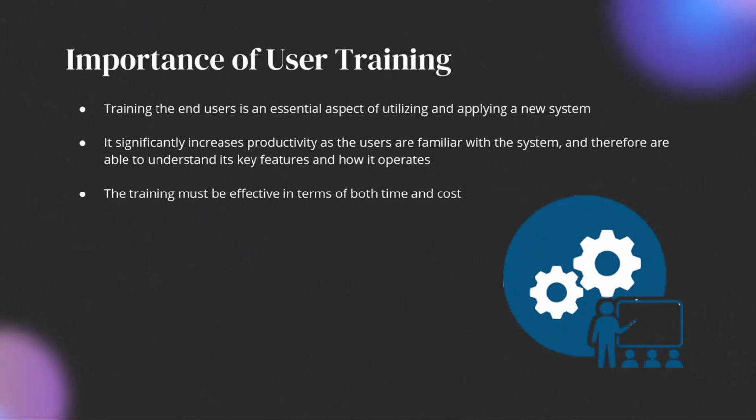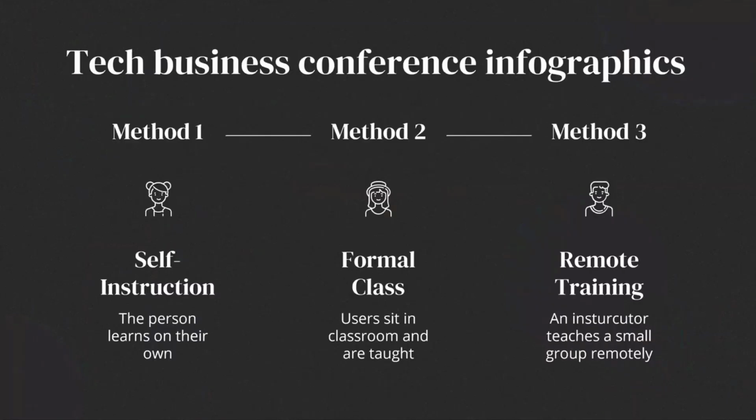The training must be effective as well in both time and cost, which is why there are three main methods of user training. There's self-instruction, where the user learns on their own through trial and error or walkthroughs. There's formal class, where users have to sit in a classroom and the expert teaches them, kind of like what we're doing now. And there is remote training, which is basically online training, which can be accessible at any point, but you need a device.